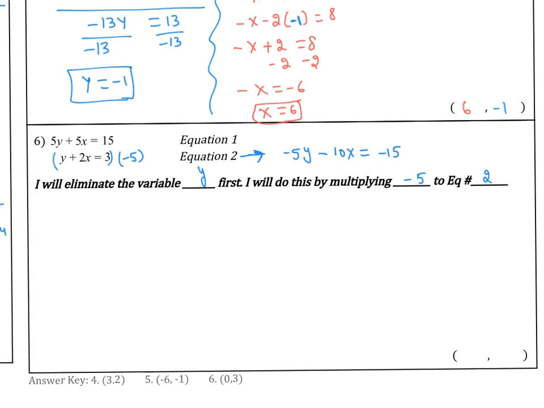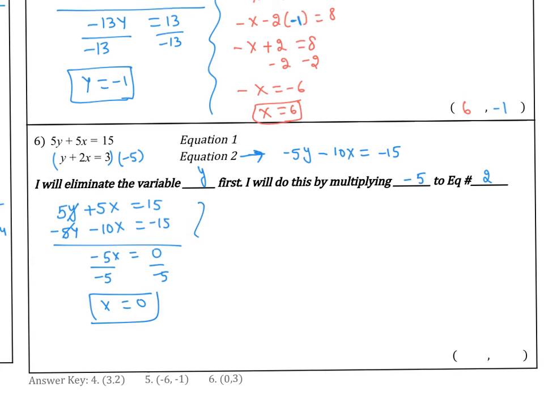I'm going to rewrite both the equations to solve for x and cancel the y. So I'm going to cancel the y here. Negative 5x equals 0. And then divide by negative 5 on both sides. You're going to get x equals 0.